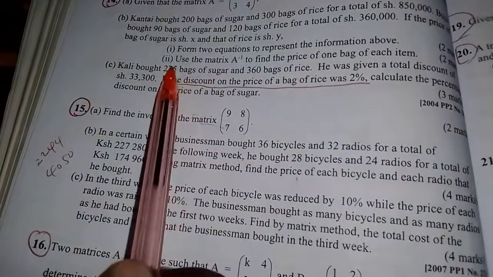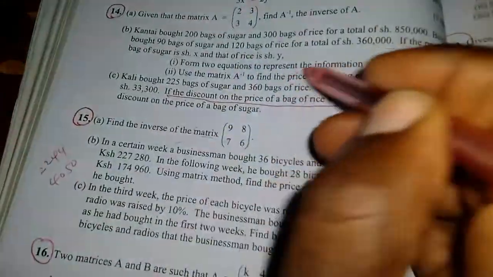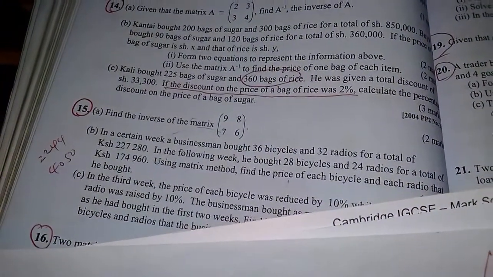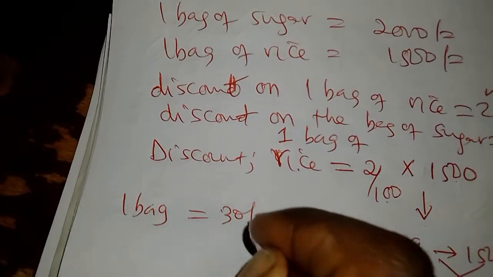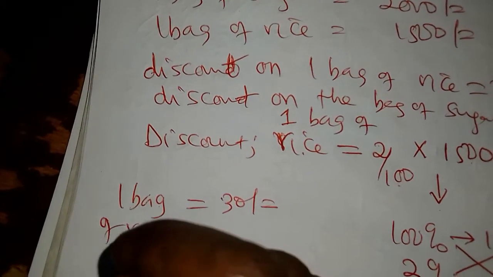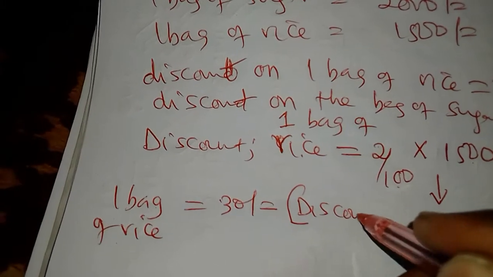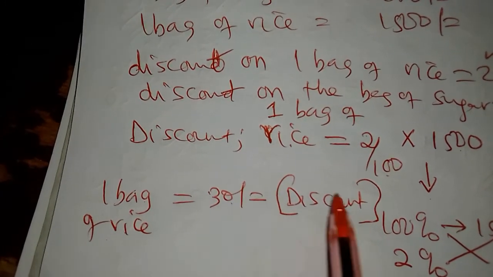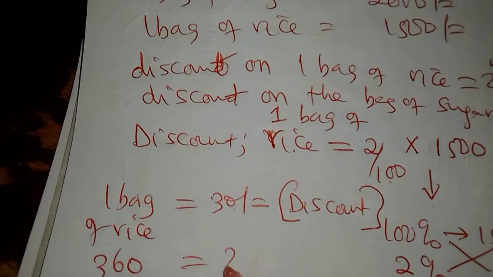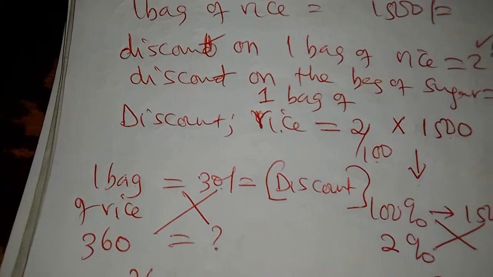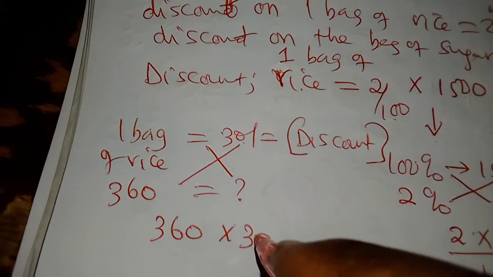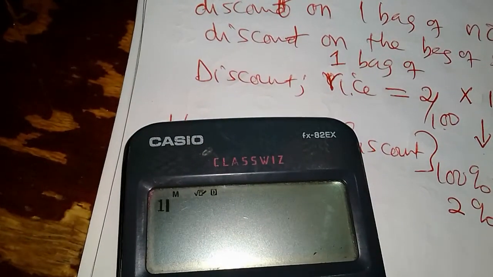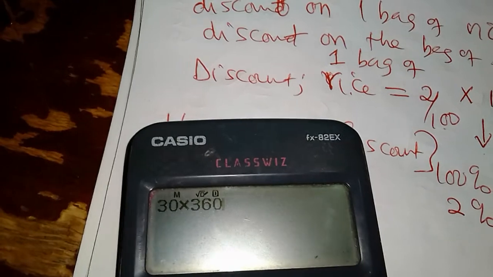But now, this person bought a total of 225 bags of sugar and 360 bags of rice. So let's get the total discount on the 360 bags of rice. One bag of rice gets a discount of 30 Kenyan shillings, but the bags bought were 360. So how much was this person given as the discount? You'll cross multiply. So 360, the total number of bags bought, times 30 Kenyan shillings, the discount given on each bag. That is 30 times 360, that is 10,800.